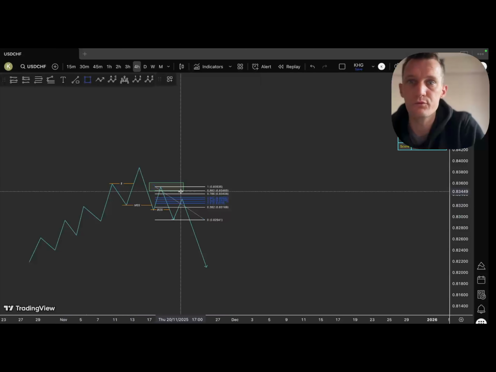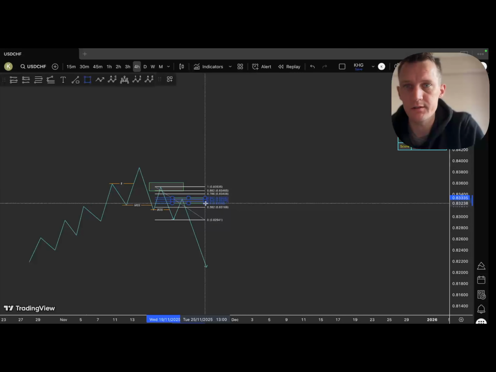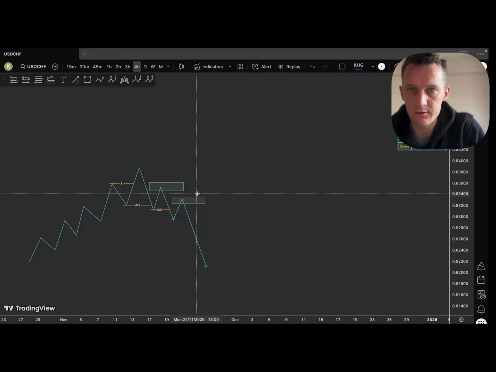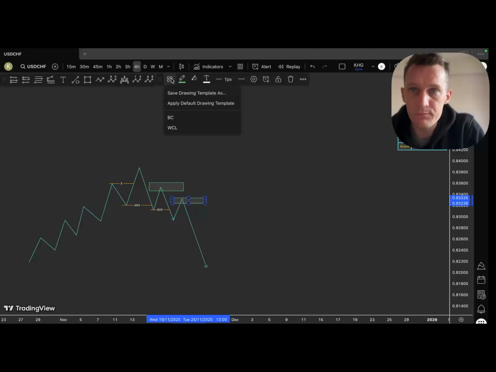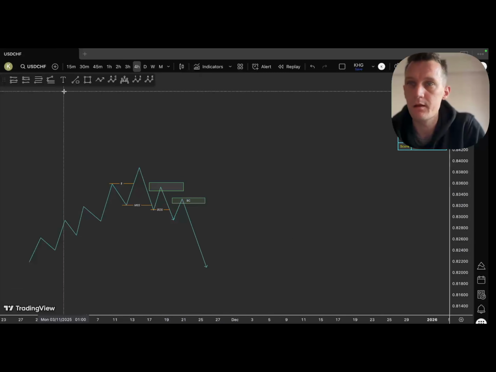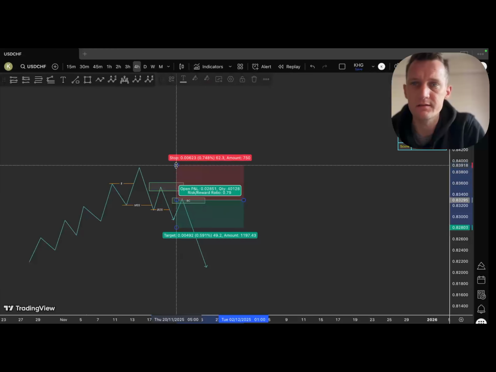This is where you risk 1% to 3%, max 3, minimum 1% of your account. And now this is called the BC zone. Okay, this is the BC zone right over here. And now this is where you want to enter your trade on the 50% of that box.